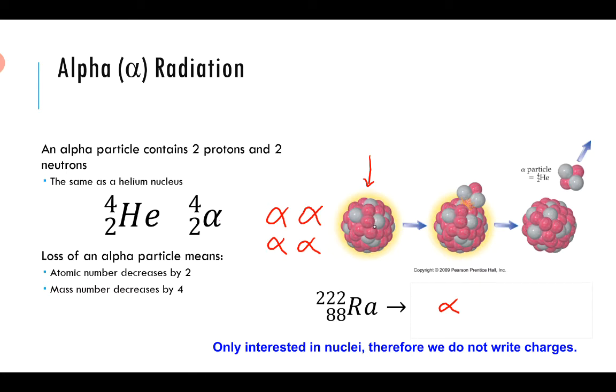If we have radon-222 with atomic number 88, that's going to be emitting an alpha particle. So one of our products is an alpha particle. We know that the mass numbers add up to 222. And so if I subtract 4 from 222, I end up with 218. My atomic numbers are also conserved. And so 88 minus 2 is 86. And then I can check on the periodic table, and 86 is radon.